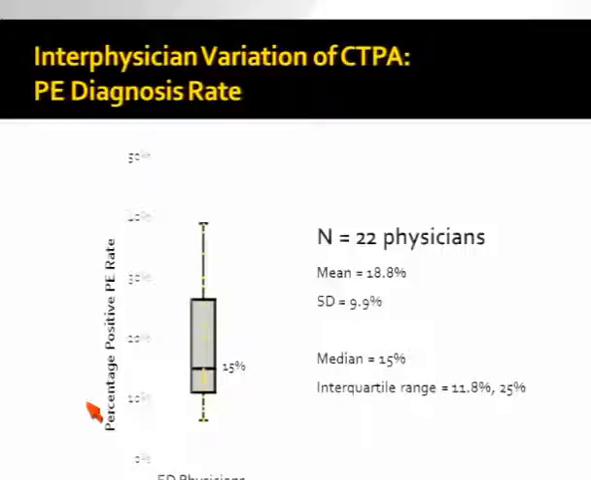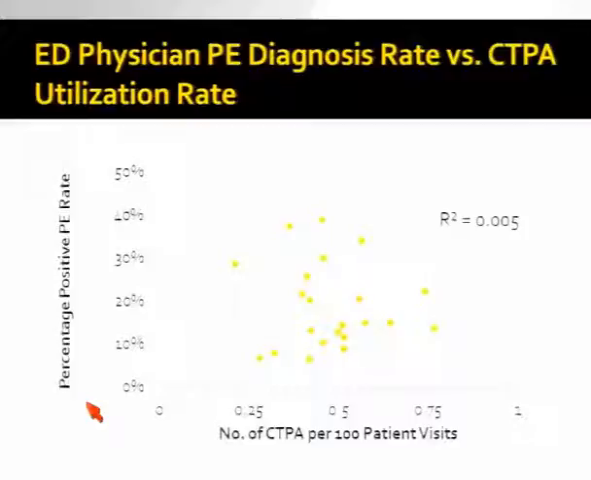An even larger range is seen in the percentage positive PE rate for each physician. Strikingly, there was more than a 6-fold difference among our physicians overall, from 6% to almost 40%. Even if we discard the top and bottom quartiles, the range remains very large, more than a 2-fold difference. When we plot diagnosis rate against utilization in individual physicians, there's no obvious correlation between the two, which means that physicians who are ordering more or fewer scans are not necessarily catching more PEs.